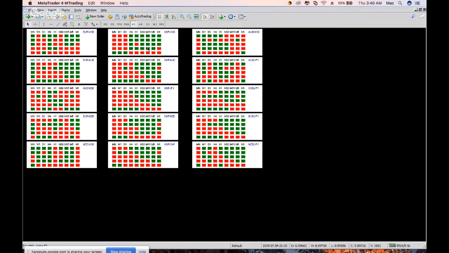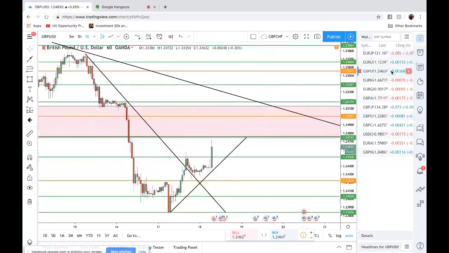These GBPs are now starting to look pretty green on us, so let me just make sure to see how they're looking.